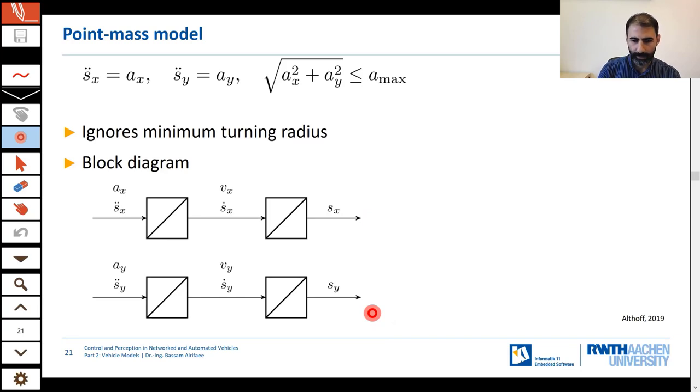So as always, we start with the output, the position in the x direction, the velocity in the x direction, in between the integrator and the acceleration in the x direction, and in between the integrator. The same for the y direction.